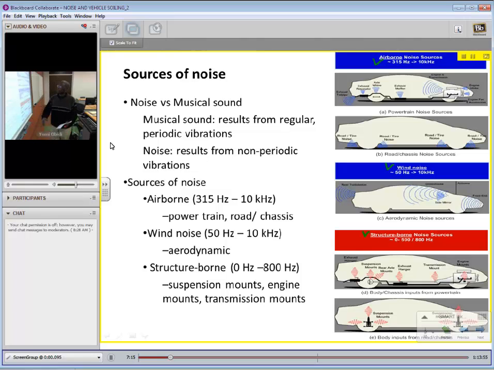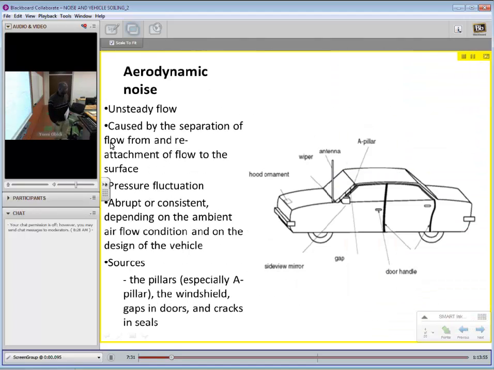We've essentially separated them, but they don't come that separate in nature. We just try to categorize them so we can look at the different sources that mix together to give us the noise that we have. Aerodynamic noise, that's the one of primary concern to us. And aerodynamic noise is essentially noise we get from unsteady flow.